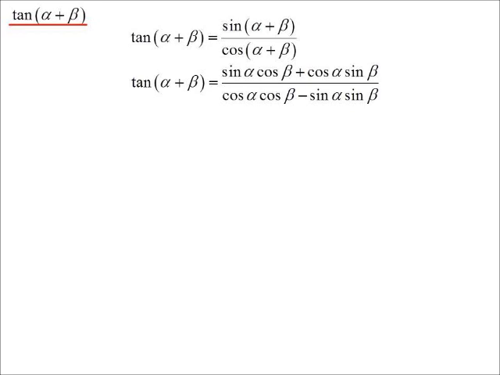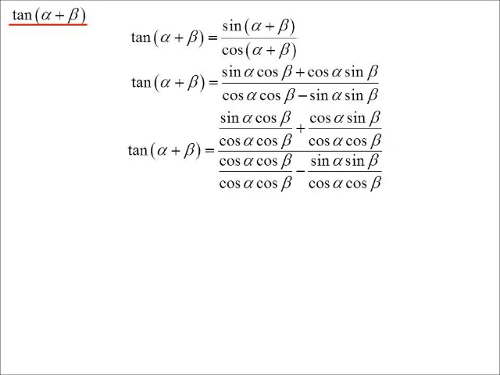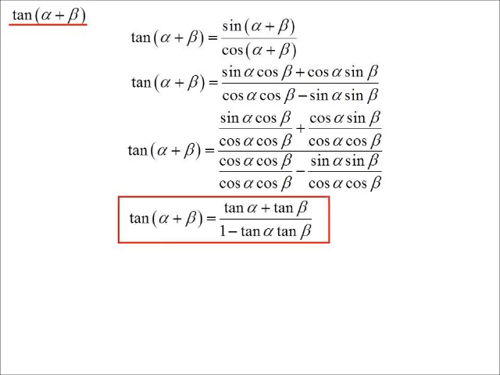Now, here's the thing. That's a bit of a mouthful. But we're going to change it because it makes more sense to have tan in terms of tan. So I'm going to divide everything by cos alpha cos beta. Now look at what happens. The cos betas cancel, leaving me sine on cos, which is tan. The cos alphas cancel, leaving me sine on cos, which is tan. Cosines cancel, leaving me 1. Sine on cos, tan. So you get tan plus tan on 1 minus tan tan.